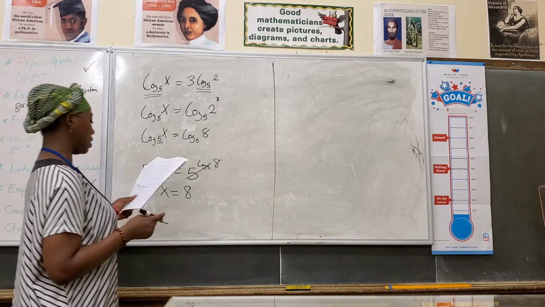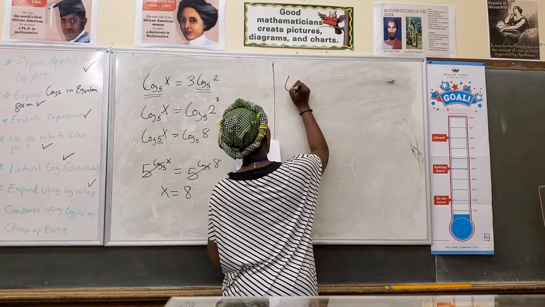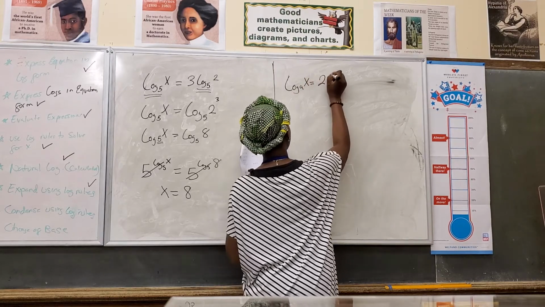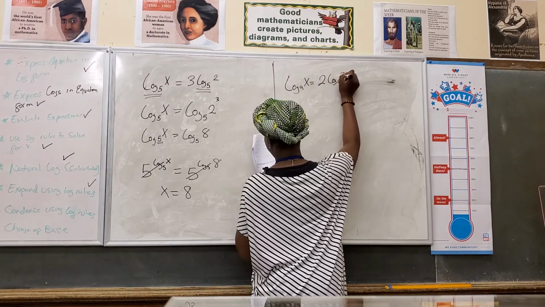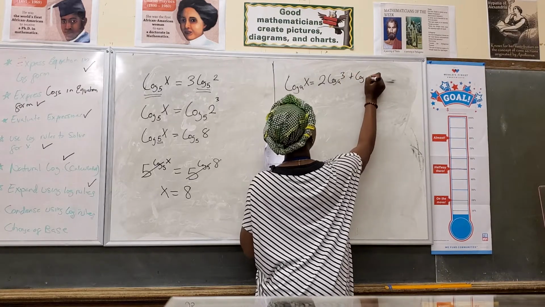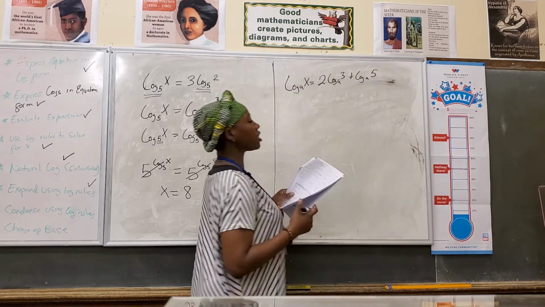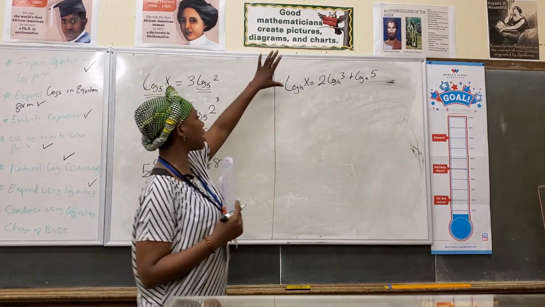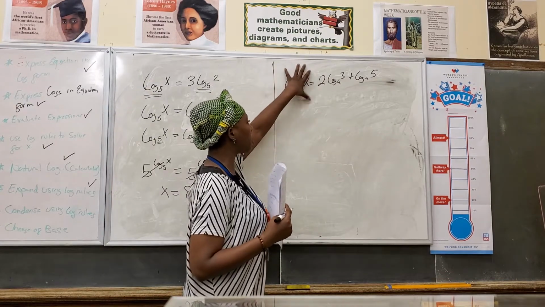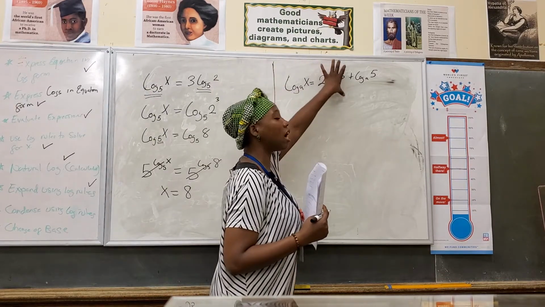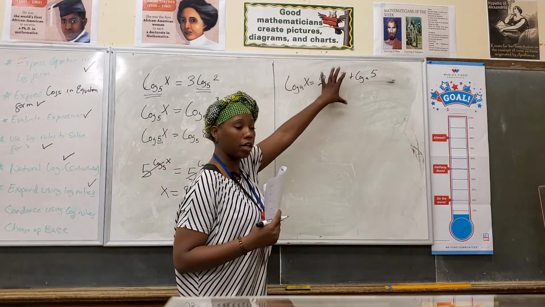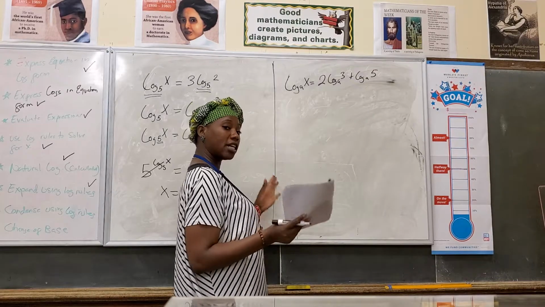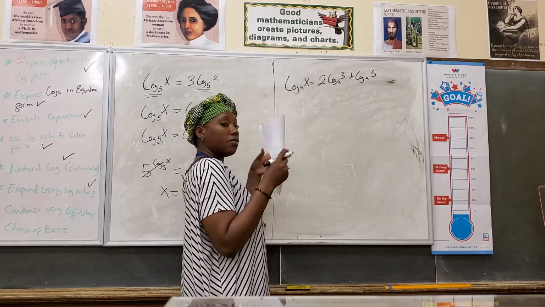Let's do another example. So log base a of x equals 2 log base a of 3 plus log base a of 5. And just like I said before, in order to solve logarithm equations, we need to get a log base a of one number equals log base a of another number. One log equals one log. You can't have two logs here. And you can't just factor out the log. So we need to condense it into one cohesive log.